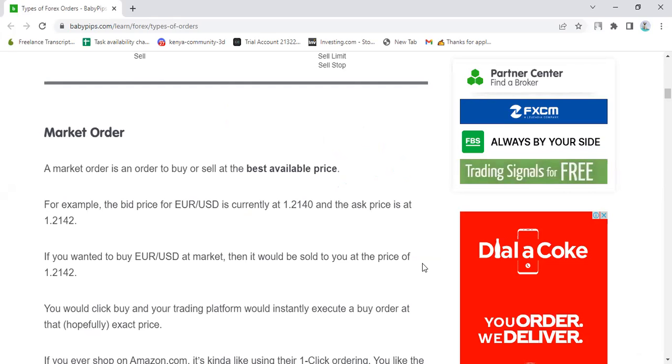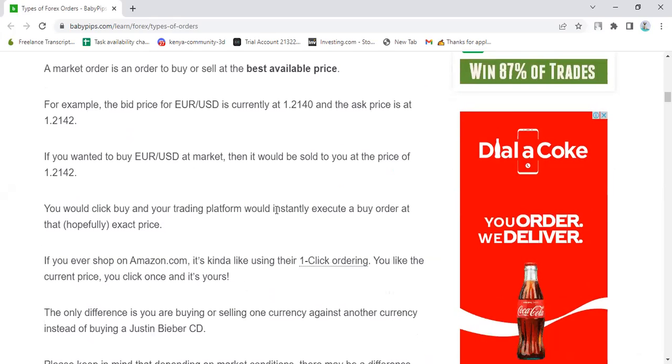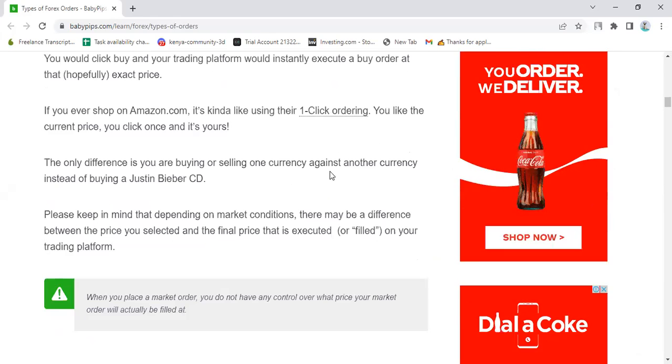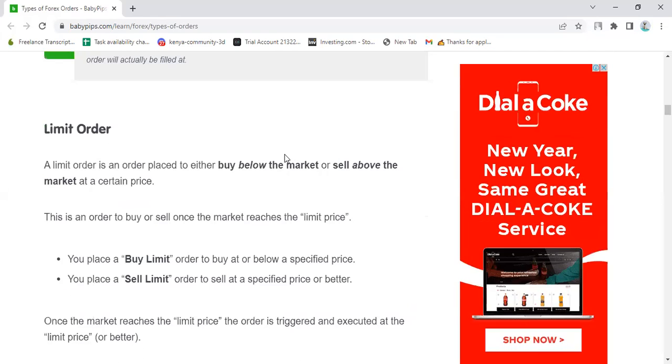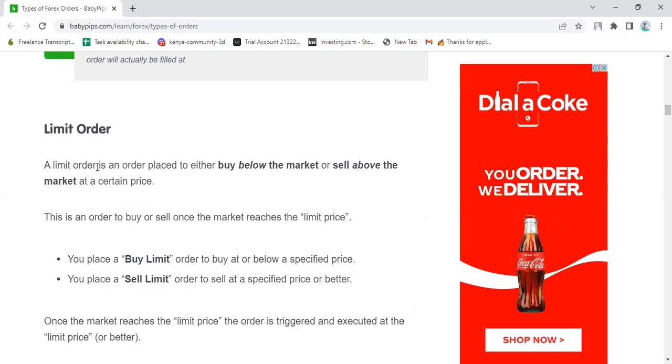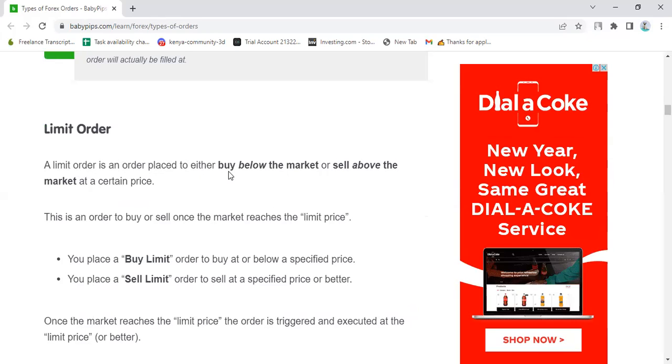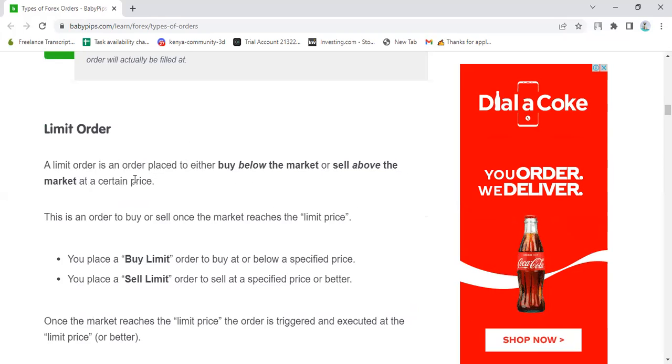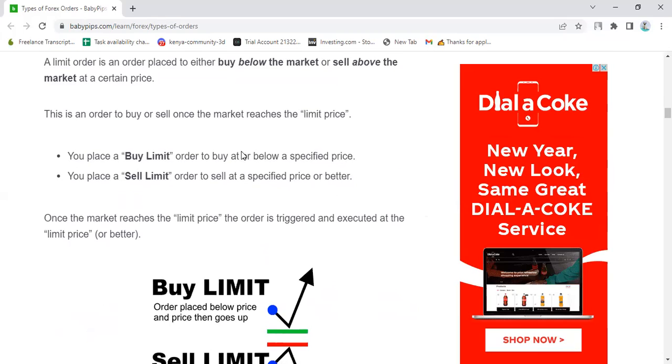Now, if you go to the pending orders, we have different types of orders. So we have the buy limit and the sell limit. Now, first we shall be looking at the limit orders. So a limit order is an order placed to either buy below the market or sell above the market at a certain price. So what does it mean?